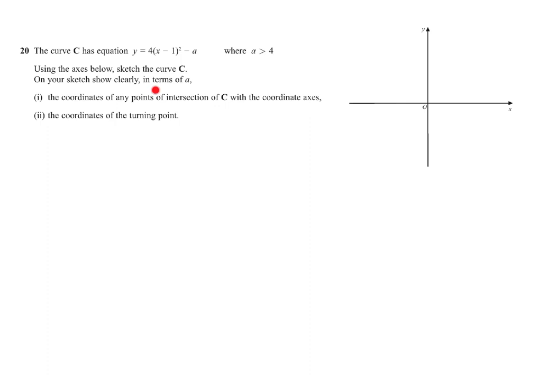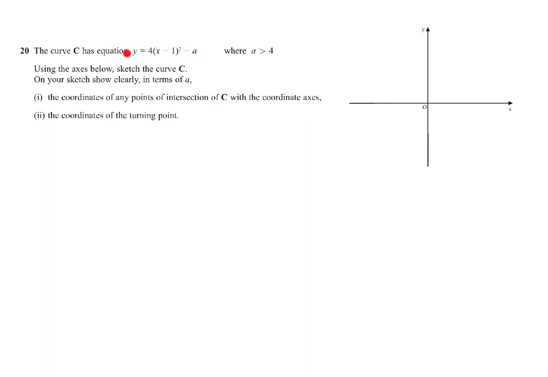So first of all, in terms of a, that means we're going to have a in our answers. We're not looking for specific numerical answers. Our coordinates will have a in them somewhere. This part here where it says the points of intersection with the coordinate axes, this is literally where it cuts the x-axis, where it cuts the y-axis, and then the turning point.